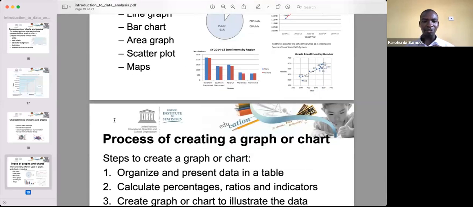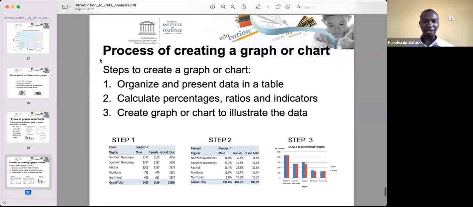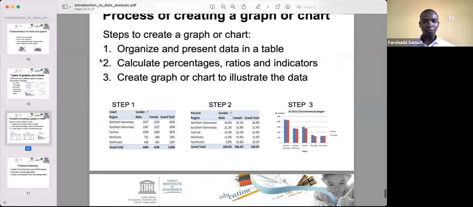Now, what is the process of creating a graph or a chart? If you want to create a graph or a chart, you must first organize and present the data in a table. You must calculate the percentages, the ratio, and the indicators. Then you create the graph or chart to illustrate the data. So I'm going to take us through a step-by-step process now of what we need to do.